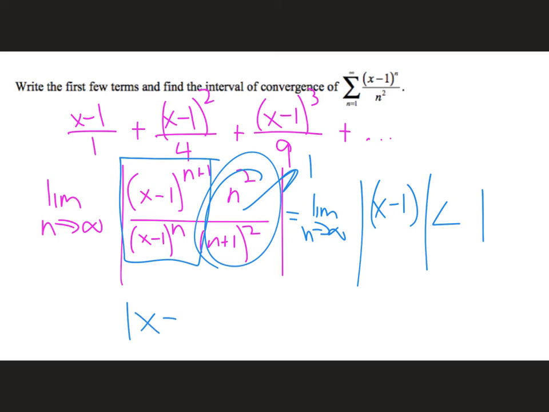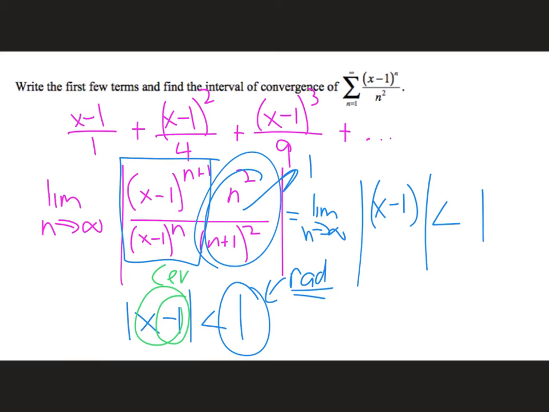So you have the absolute value of x minus 1 is less than 1. This right here is your radius of convergence, because that's how far away we can go. If you think transformationally, this helps you get your center. Your center is x equals 1. So if I can go 1 away from 1, that brings me to 0 and 2. I need to go ahead and check the endpoints.